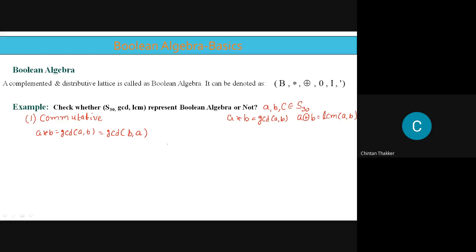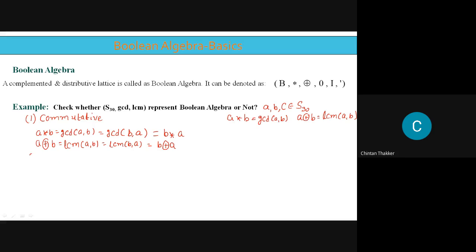GCD of B comma A is B star A. So commutative for the star. In a similar way for ring sum, if we have A ring sum B, then we have the LCM of A, B. Now LCM of A, B can also be written as LCM of B comma A. So it is equal to B ring sum A. So the commutative property is satisfied.